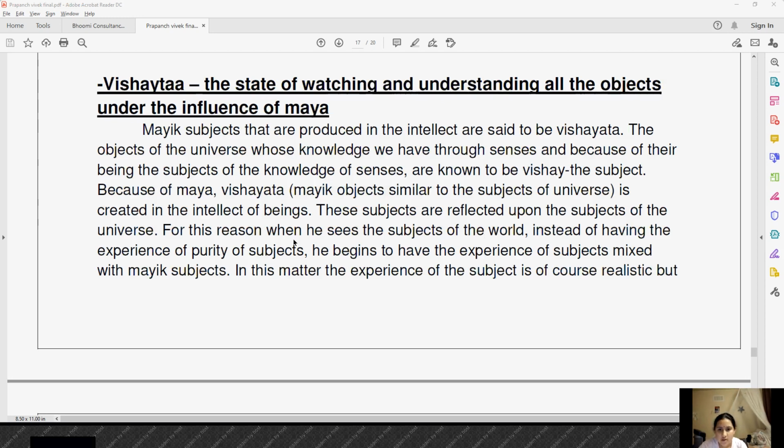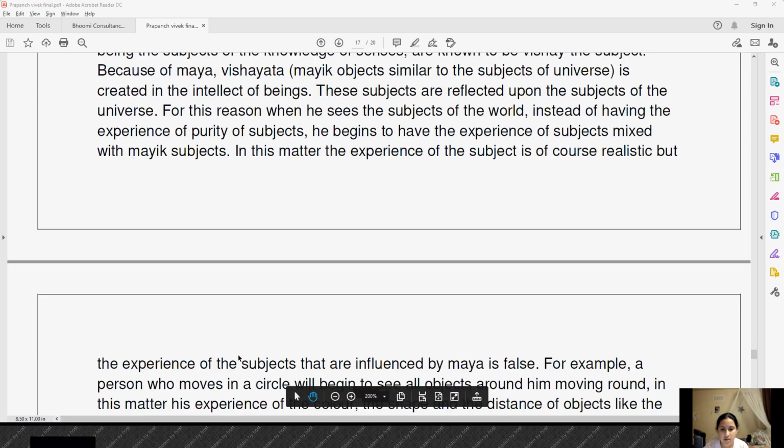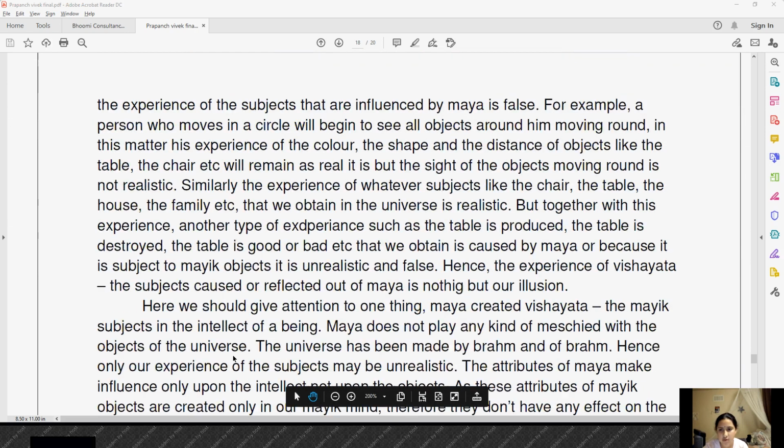Because of Maya, Vishayata, Mayic objects similar to the subjects of the universe are created in the intellect of beings. These subjects are reflected upon the subjects of the universe. For this reason, when we see the subjects of the universe, instead of having the experience of purity of subjects, one begins to have the experience of subjects mixed with Mayic subjects. In this matter, the experience of the subject is of course realistic, but the experience of the subjects that are influenced by Maya is false.